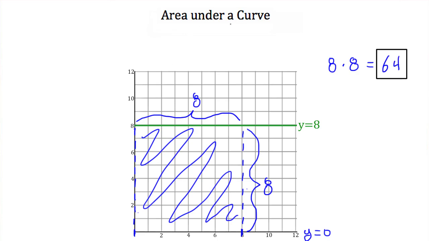So measuring the area under a horizontal line, that's easy. All you got to do is measure the distance from that line to your x-axis, and then however far you wish to travel along the x-axis. Take those two distances and multiply them together, and you'll get the area underneath your curve.